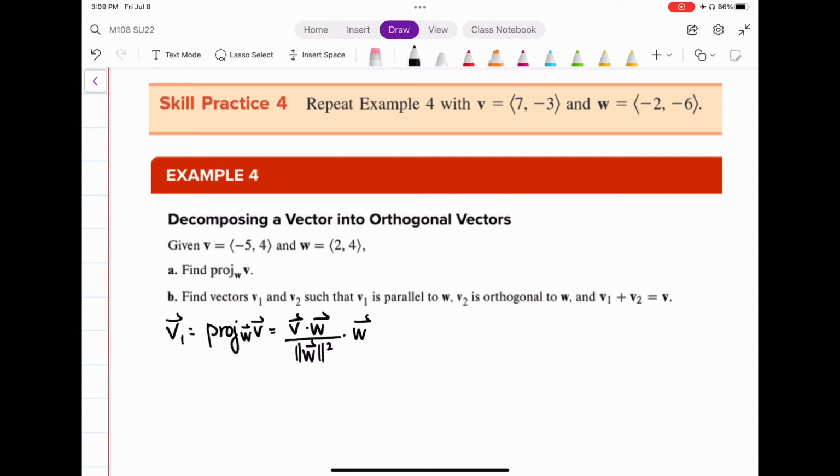Since vector v is equal to the sum of vector v1 plus vector v2, we can solve for vector v2, and we get that vector v2 is equal to vector v minus vector v1.